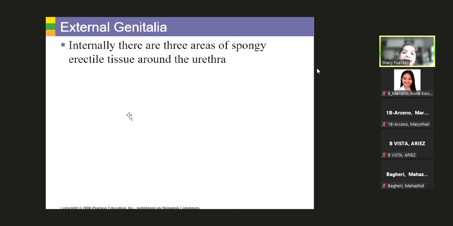Okay? Internally, there are three areas of spongy erectile tissue around them. So, if you try to cut the penis, i-cross-cut natin, makikita ko yung tatlong tubo, may tatlong cylinder doon, nakabalot siya into one. They combine as one. So, tatlong tubo siya. So, we have three cylinders there inside the shaft of the penis. So, dalawa ang corpus cavernosum, okay, corpora cavernosa, at saka isang mas payat na corpus spongiosum. Okay, corpus spongiosum. So your corpus spongiosum is the part where the urethra is penetrating. Okay? Doon nakatusok si urethra.